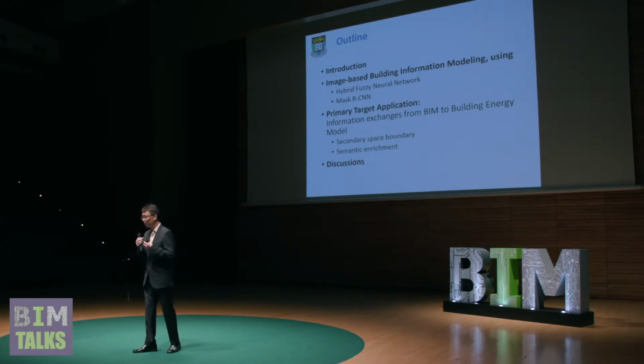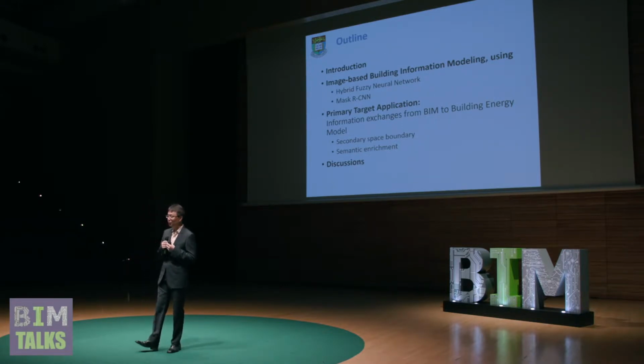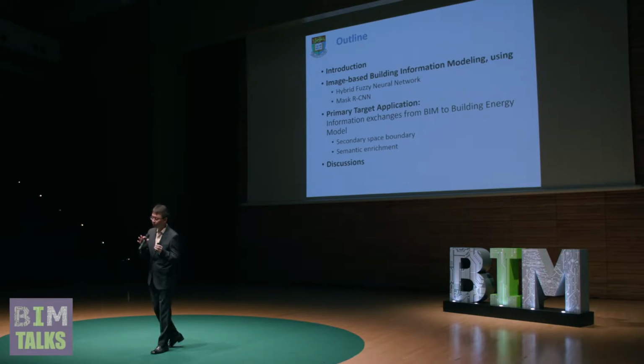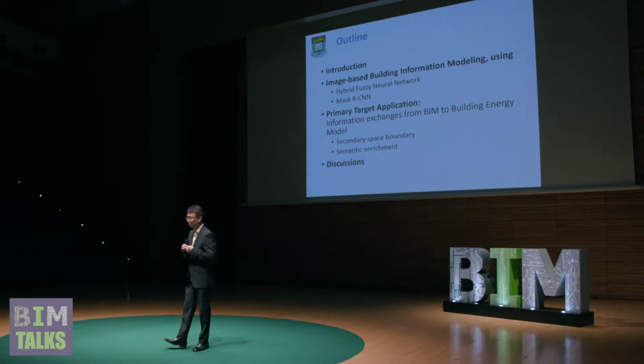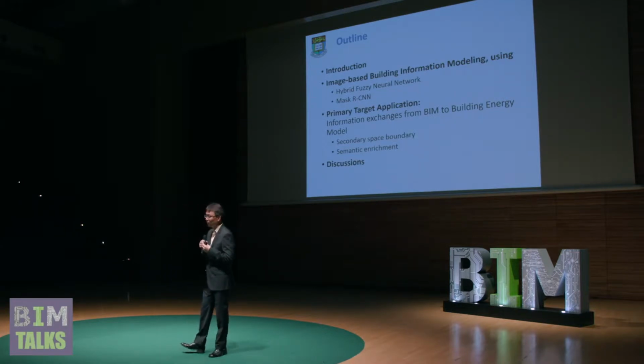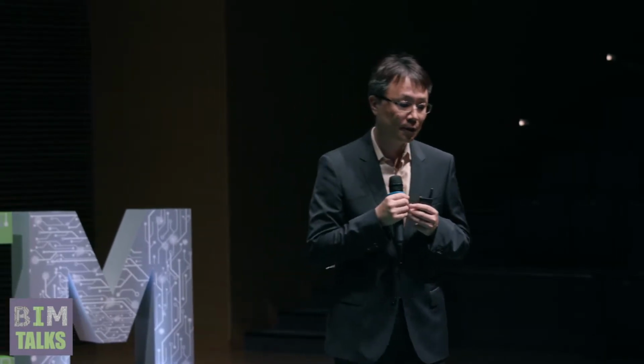I'd like to briefly introduce how we can exchange information from BIM to particularly estimate the energy performance of buildings. In order to show how we can use BIM for engineering analysis, I chose an energy model. And these are two specific details we need to cover, to make sure that they are properly modeled in the building information model: secondary space boundaries, and semantic enrichment. And then I'd like to conclude my presentation with some ideas.